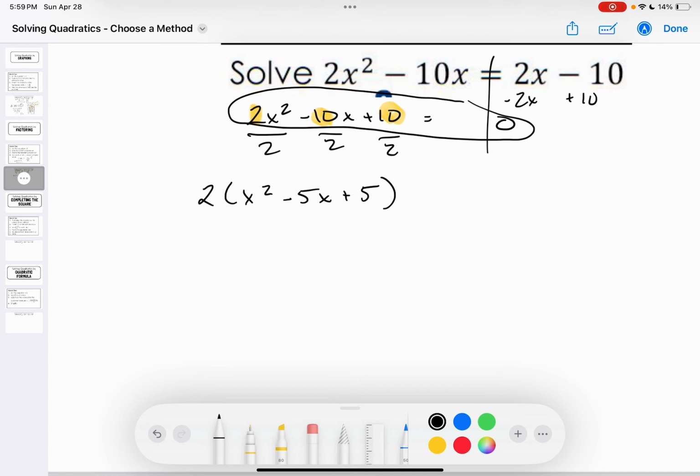Oh, whoops. Let me back up here. I forgot to subtract the 2x. So we're not negative 10. We are actually negative 12 there, which means this was 6x.